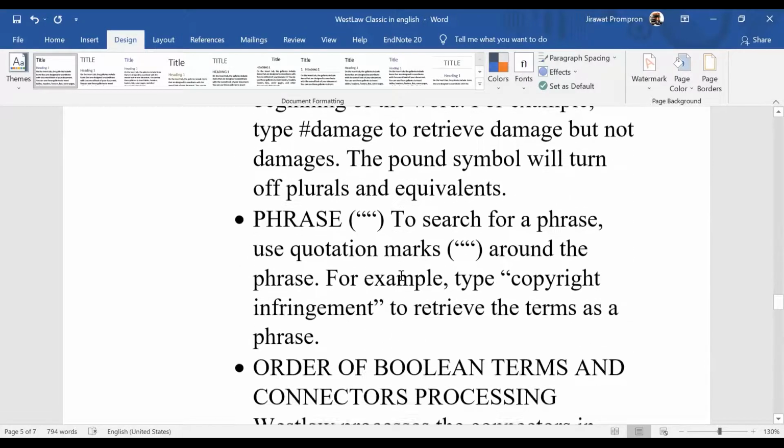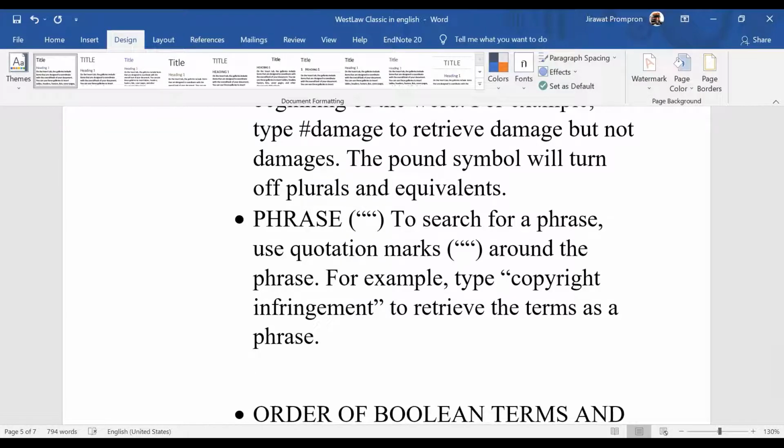And another one you have to consider on this: phrase search. If your key terms, your legal topics, are more than two words combined, maybe copyright infringement, and you want the meaning of "I infringe the copyright" or "copyright infringement", you need to put in the quotation marks. Otherwise, I will show you.